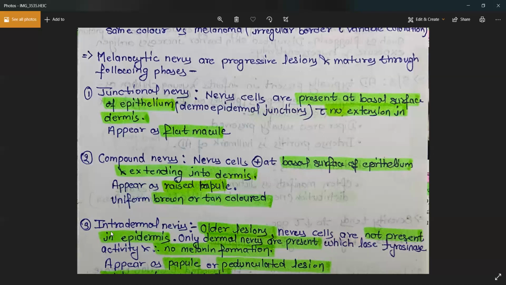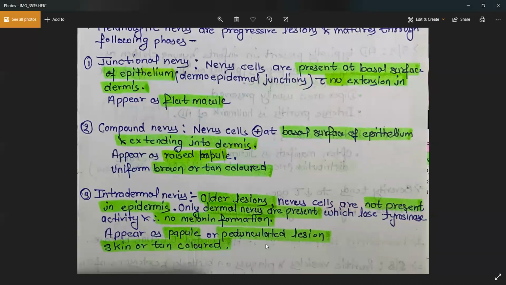The junction nevus will appear as a flat macule. The compound nevus is somewhat raised and appears as a raised papule. The intradermal nevus appears as a papule, right? Again, as a papule or a pedunculated lesion. Okay, you'll be having a pedunculated lesion, right?